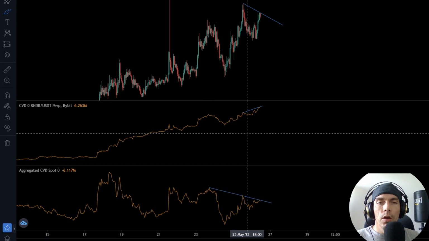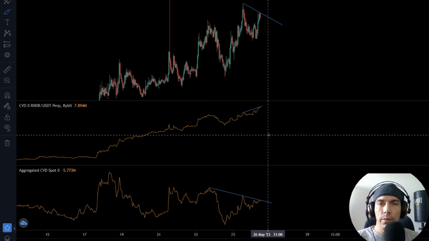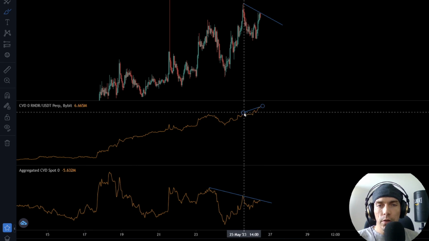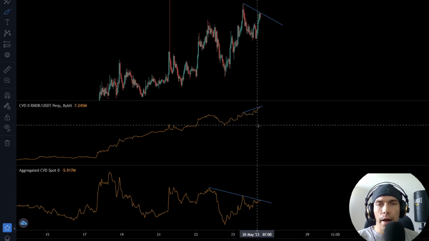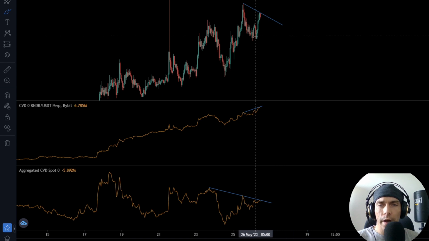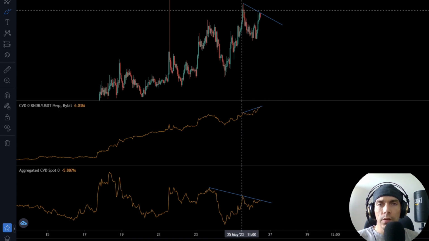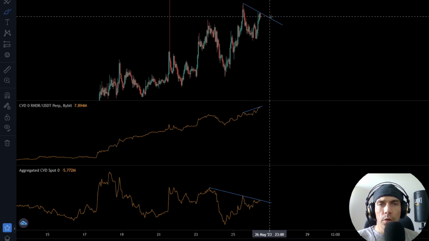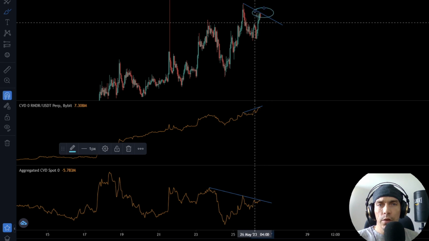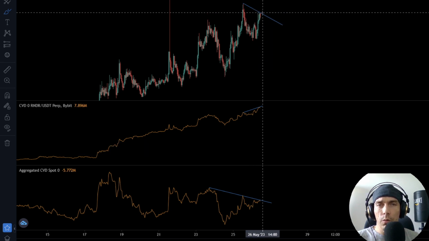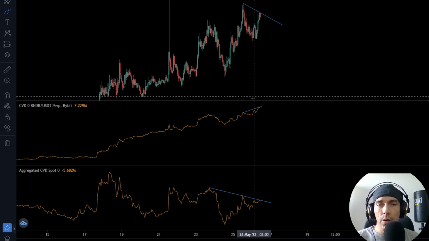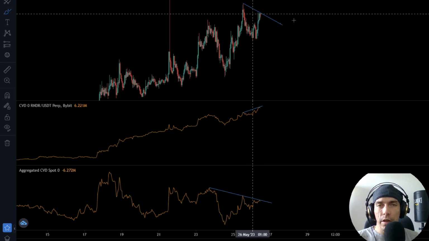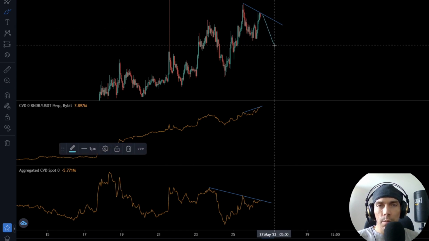Okay, so the last thing I want to just go over here is the CVD. So I'm looking at Render on the hourly, and what I'm looking for here is that on the shorter time frame here, CVD is actually setting a higher high and price is setting a lower high. So this is indicating absorption. So what this means is that at the moment, for as long as this high remains below this high here, what we have is that limit orders are matching the market orders that are taking place at this point. So this means that any market orders trying to push the price up here are being absorbed by the limit orders. So this could indicate that we could see a move to the downside.